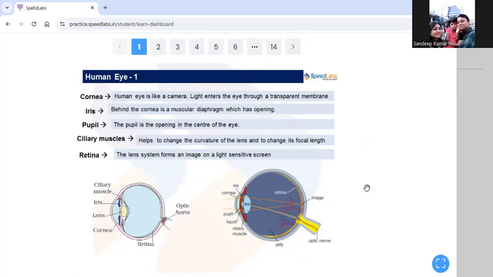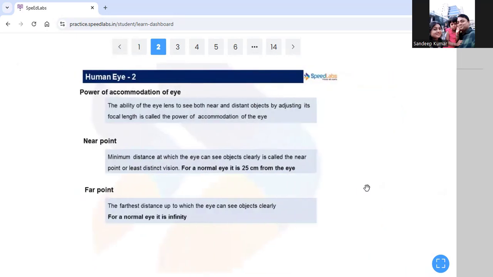Pupil. The pupil is the opening in the center of the eye. This gap is there. The hole through which light enters into the eye lens is called the pupil. Ciliary muscles help to change the curvature of the lens and change the focal length. This is the ciliary muscles actually. Retina. The lens system forms an image on a light-sensitive screen. That is called what? A retina. You see, this is the diagram. Better you draw this diagram. Next, power. Some terms are there, children, you should know related to the eye.